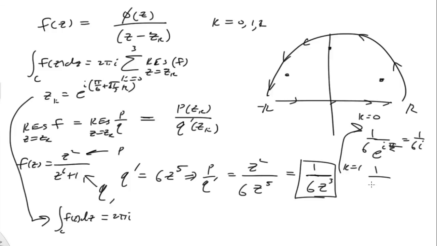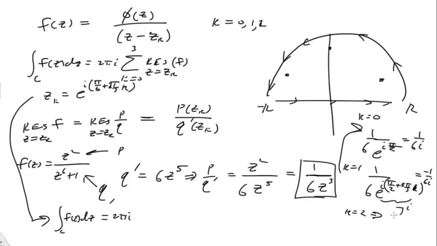That's going to be 1 over 6 times e to the i. Again, we have a pi over 2 there, just like before, but now we have a 3 plus 3 pi over 3k times with a 1 there. So we have a plus pi. So this means that is a negative i. So of course the answer here is going to be a negative 1 over 6 i.